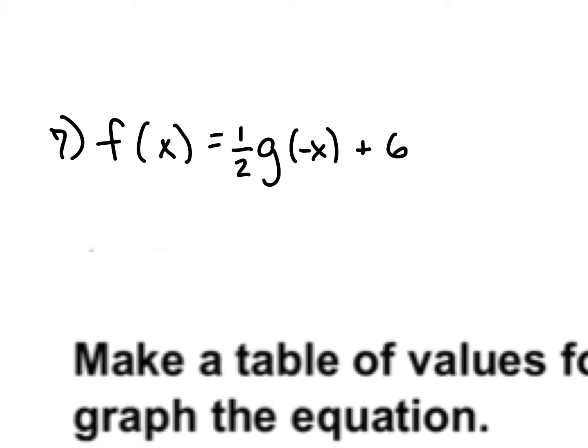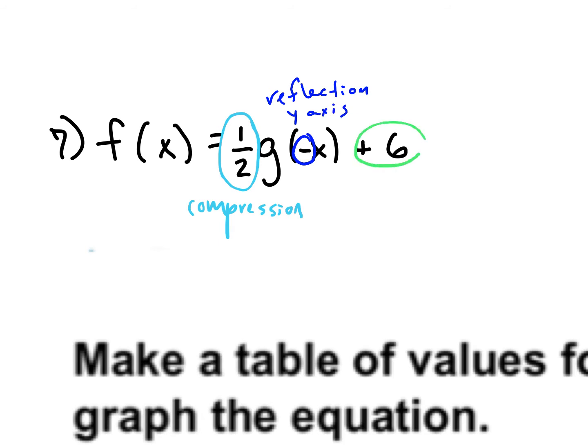So let's look at 7. What does this 1/2 do? Compression. And then this negative? Reflection. On which axis? Y. Awesome. Reflection on the y-axis. And then +6? Up 6.